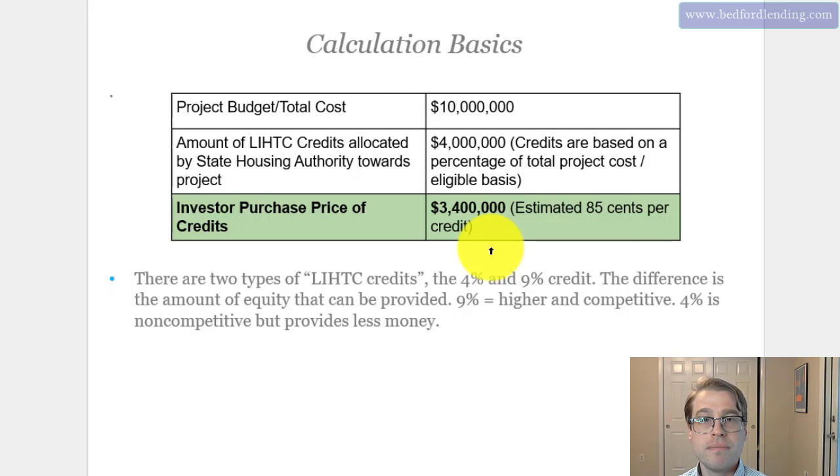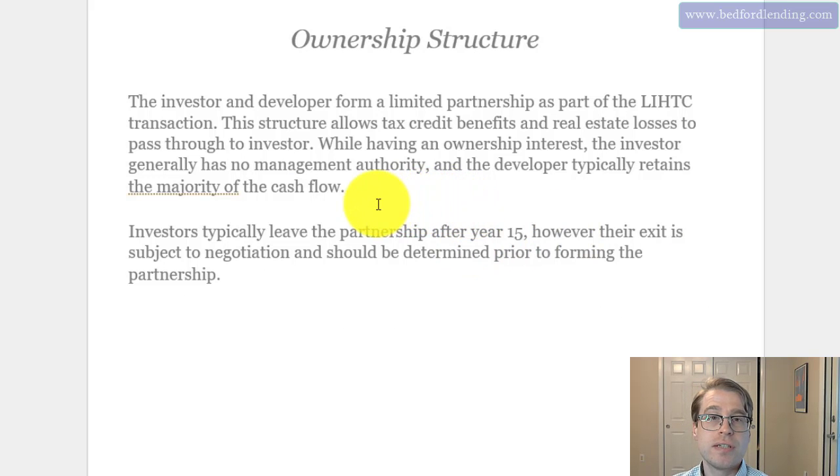The structure of a tax credit transaction is a literal partnership. So the investor from that previous slide that's providing that tax credit money, that's purchasing those tax credits, they will be a literal partner with you.